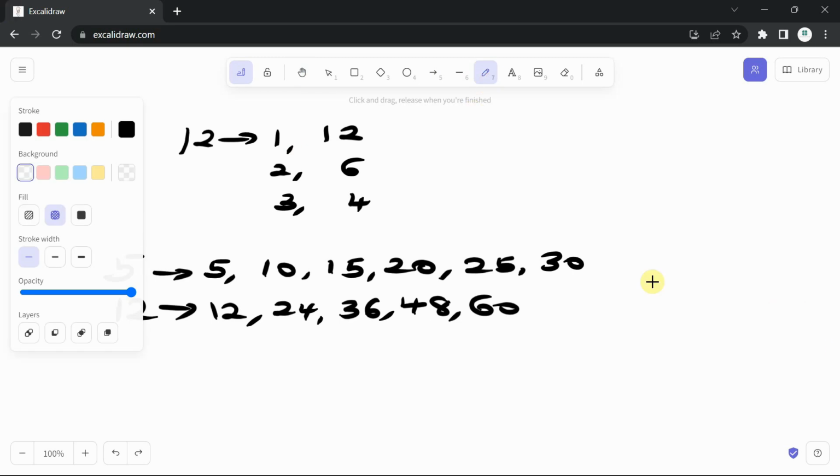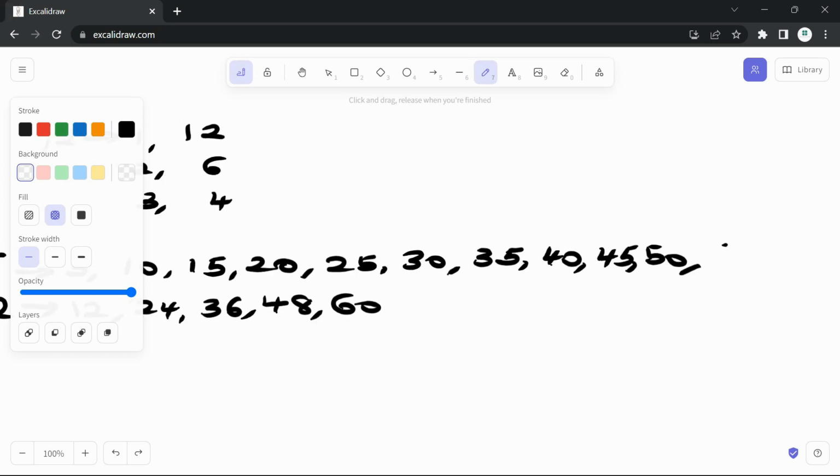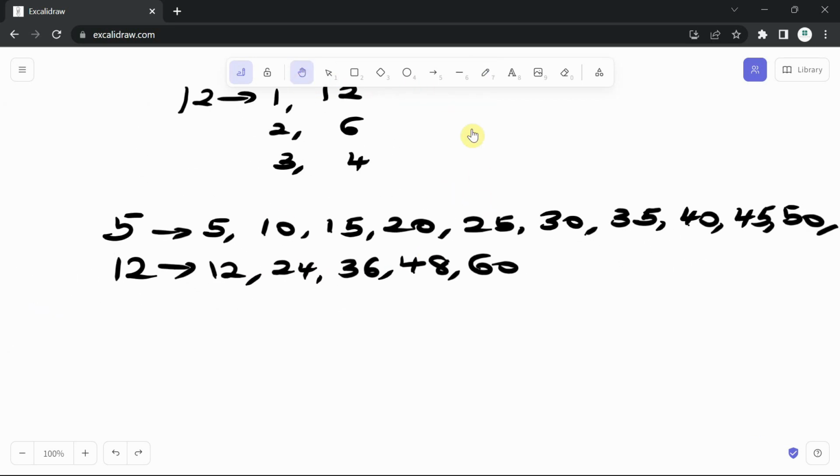Let me keep on moving. So this one here is 35. We have 40. We have 45. We have 50, 55, 60, right? So you can see, look at how far I had to go before I found a value that is a common multiple between the two of them, right? So the least common multiple between our numbers 5 and 12 is actually 60, right?